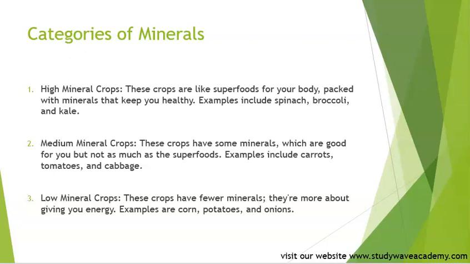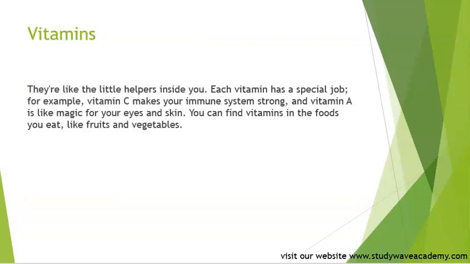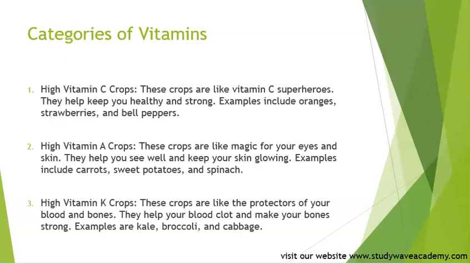Then the next nutrients we have are the vitamins. They are like the little helpers inside you. Each vitamin has a special job. For example, vitamin C makes your immune system strong, and vitamin A is like magic for your eyes and skin. You can find vitamins in the foods you eat, like fruits and vegetables. Okay, so we are going to be classifying the vitamins. Let's look at the categories of vitamins. We have high vitamin C crops, high vitamin A crops, and high vitamin K crops. Okay.